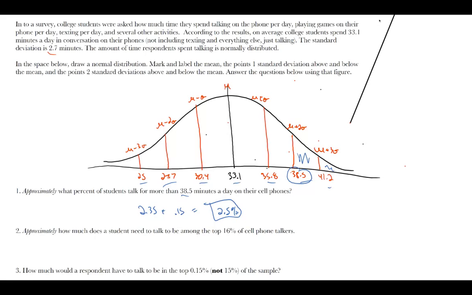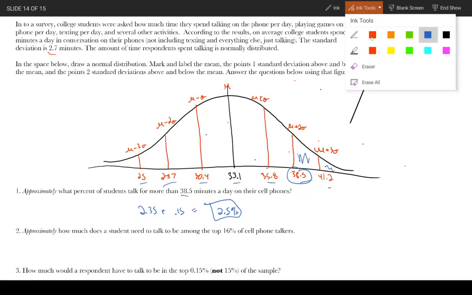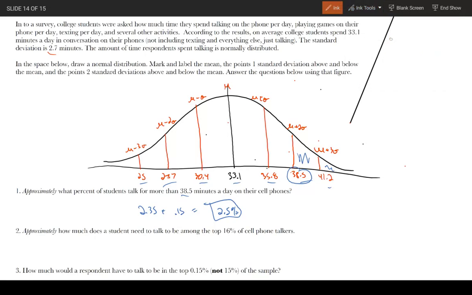All right. Next one was among the top 16% of cell phone makers. So among the top 16%, well, let's go ahead and look at our chart real quick. If I can get back there.